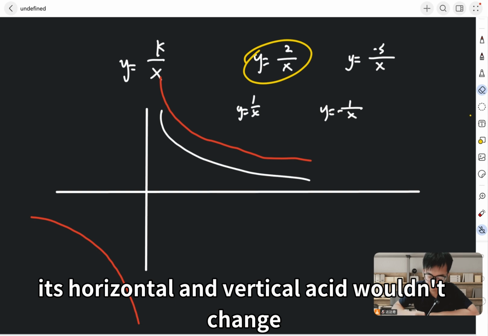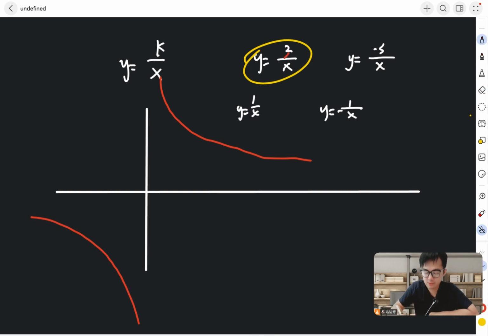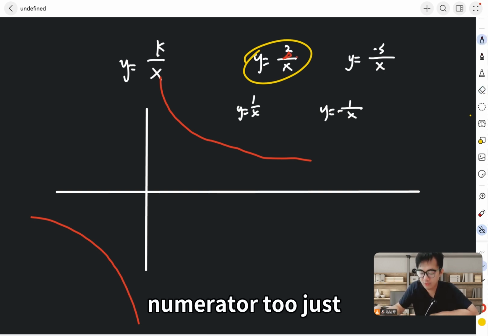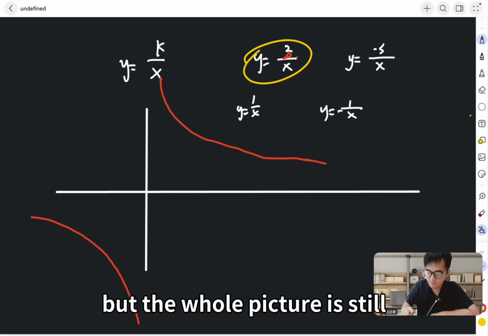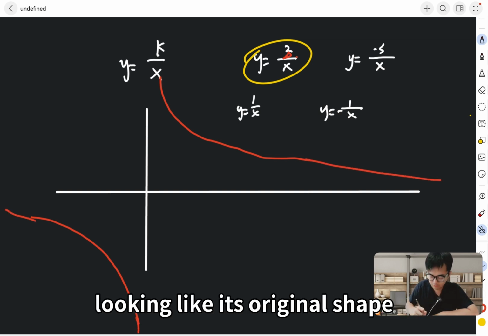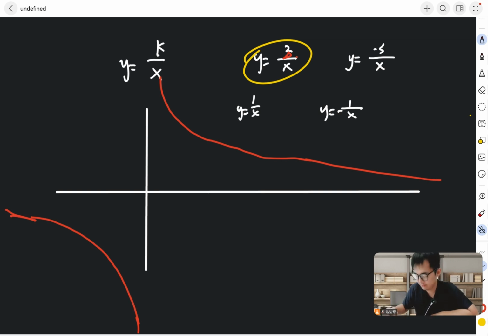Its horizontal and vertical asymptotes wouldn't change. The numerator 2 just means to double the y value at each point, but the whole picture still looks like its original shape.